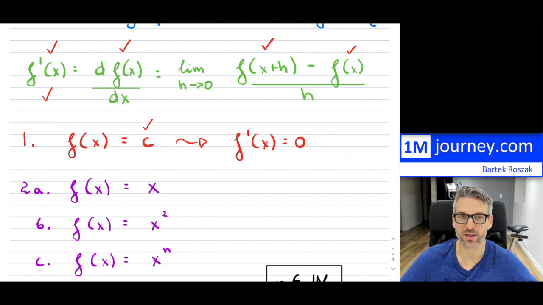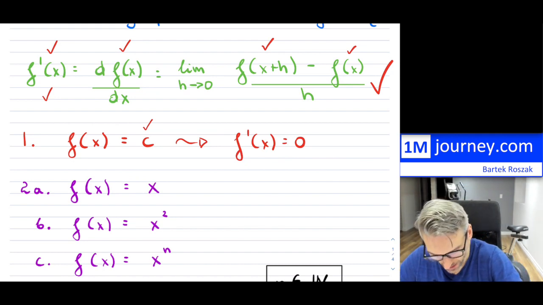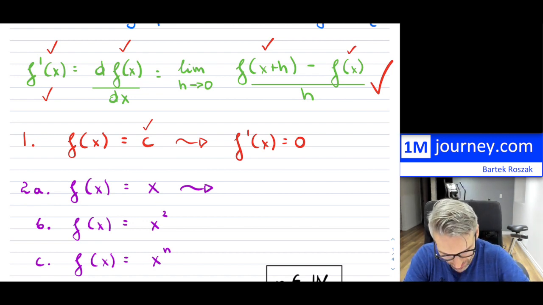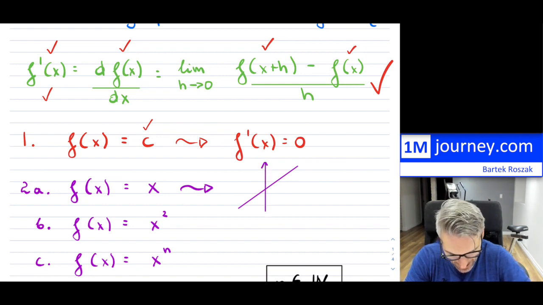So now moving forward, instead of putting it into this, you can just right away say the derivative is 0. Now, what about the second one that we have here? Well, think about what this is. This is nothing else but simply a line which passes through the origin with a slope of 1. If this is my origin right here, with my x and my y, then this is my line. This is simply y is equal to x.